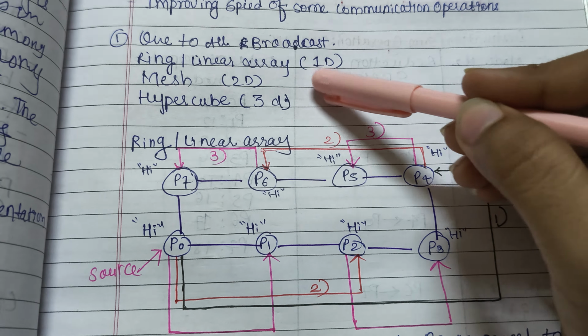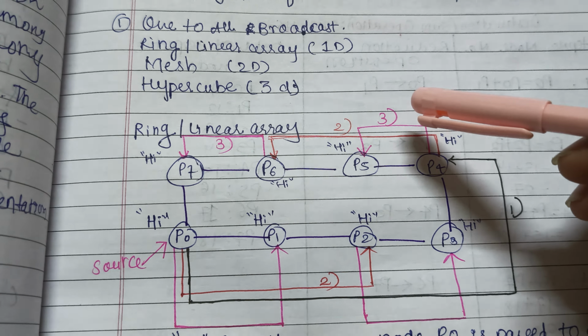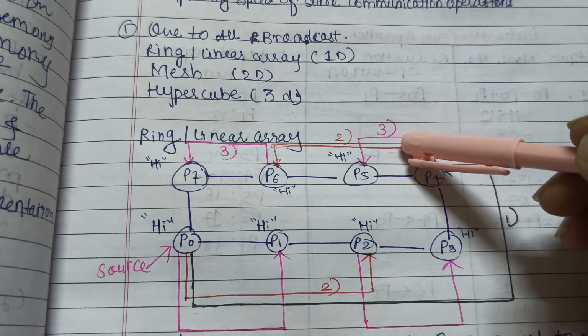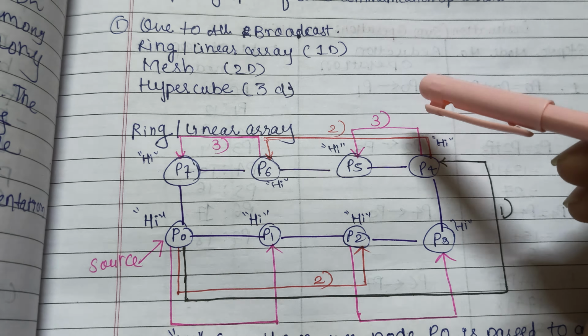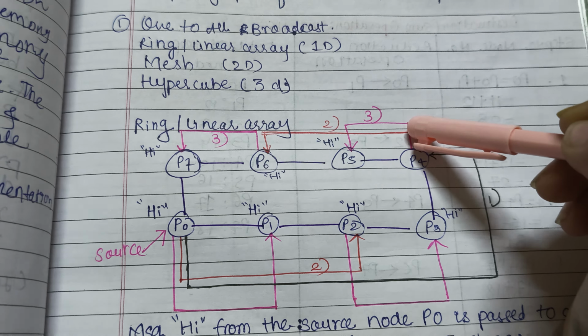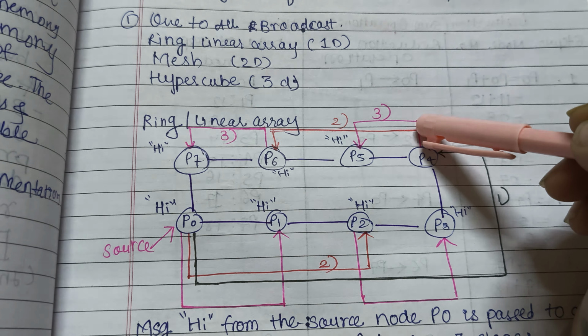Everyone, today we will be learning about the one to all broadcast. So what happens in one to all broadcast is that one message is broadcast to all the nodes. There is one source node, or the starting node, which starts the process, and that message is passed to all the nodes in the end.